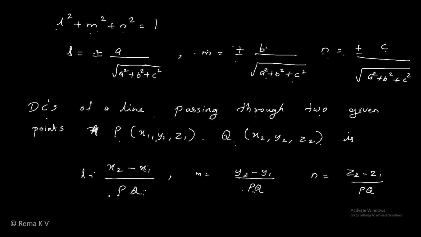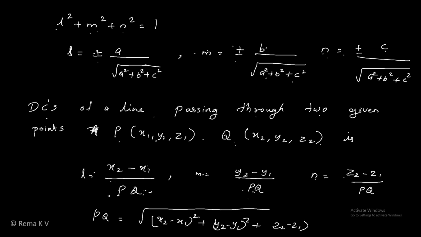So L is equal to x2 minus x1 divided by PQ, M is equal to y2 minus y1 divided by PQ, and N is equal to z2 minus z1 divided by PQ, where PQ equals root of x2 minus x1 the whole square plus y2 minus y1 the whole square plus z2 minus z1 the whole square. These are the direction cosines. So the direction ratios are x2 minus x1, y2 minus y1 and z2 minus z1.